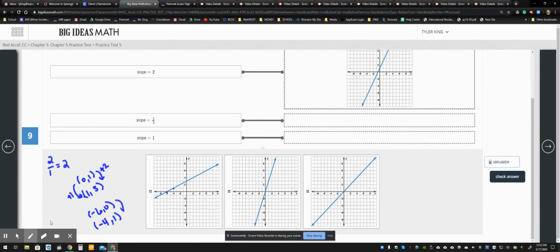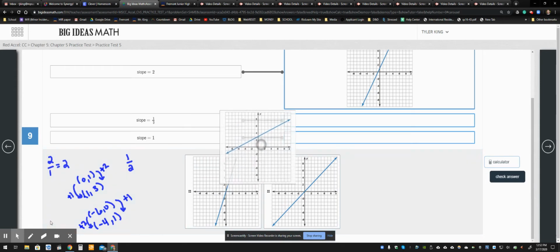We're going to look at our change in y. We're going from 0 to 1, so that's up by 1. We're going from negative 6 to negative 4, that's up by 2. So we're looking at this. Our change in y is going to be positive 1 over 2, which is going to be equal to 1/2. So for the second one, we're going to see that we're going to go to 1/2.